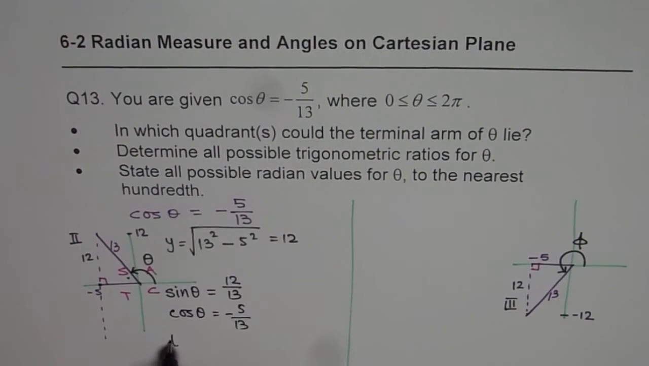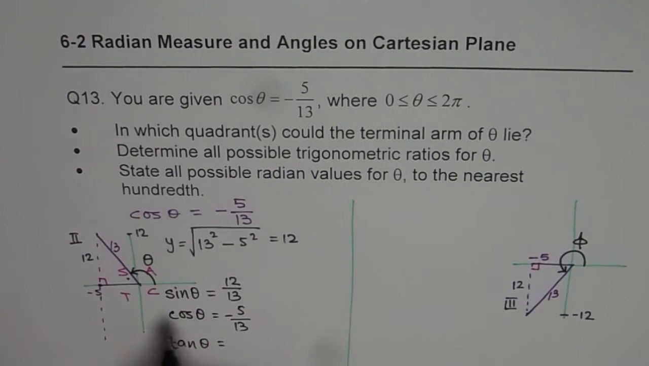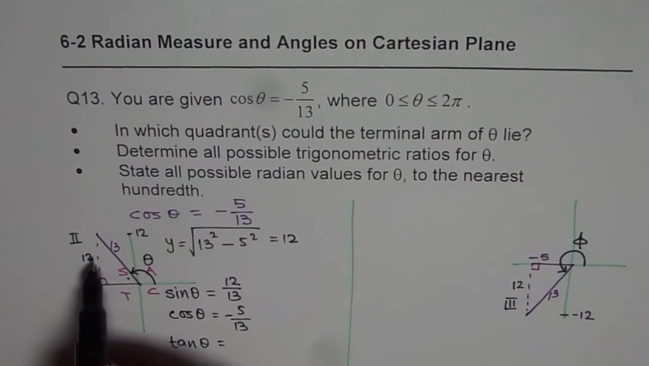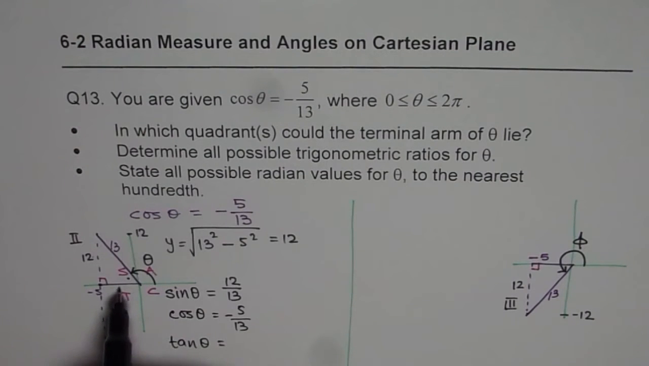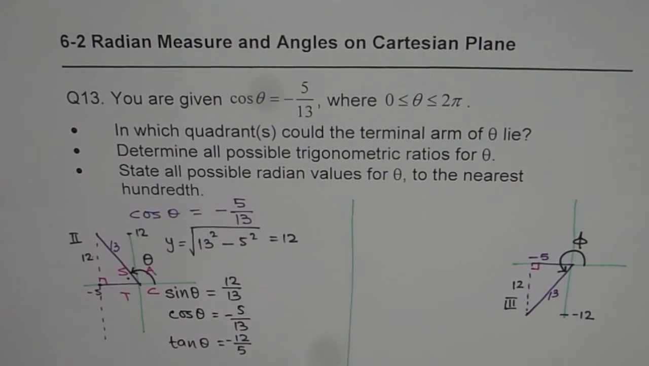And tan theta will be the ratio of opposite to adjacent. Adjacent is negative 5. So it is 12 over 5 negative, right? Now the other three ratios are the secondary ratios, which are reciprocals of these.